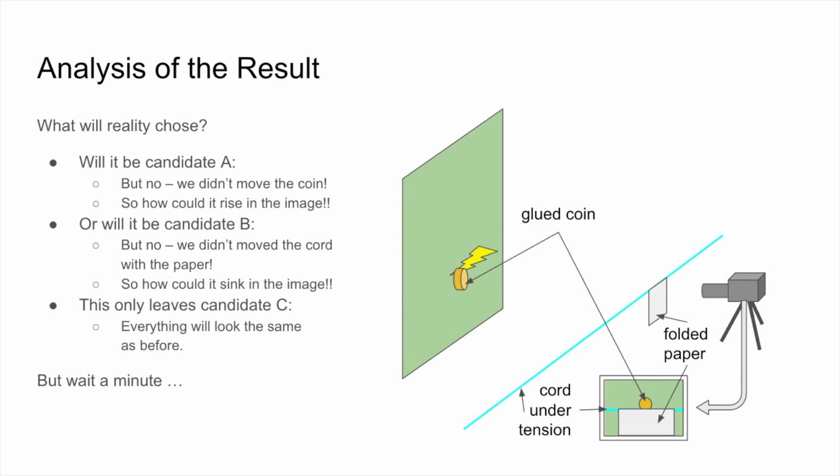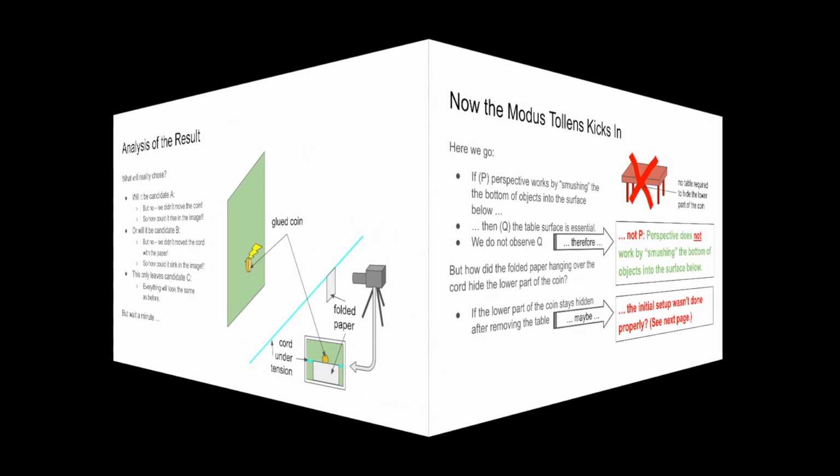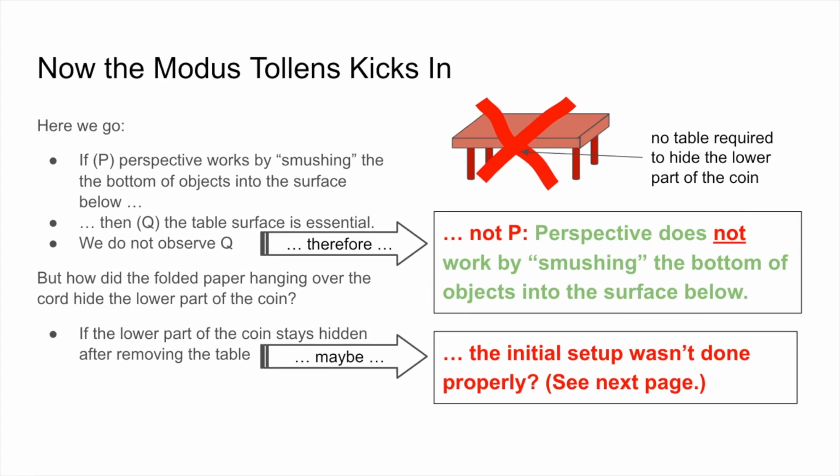Analysis of the result. What will reality choose? Will it be candidate A? But no, we didn't move the coin. So how could it rise in the image? Or will it be candidate B? But no, we didn't move the cord with the paper. So how could it sink in the image? This only leaves candidate C. Everything will look the same as before. But wait a minute.